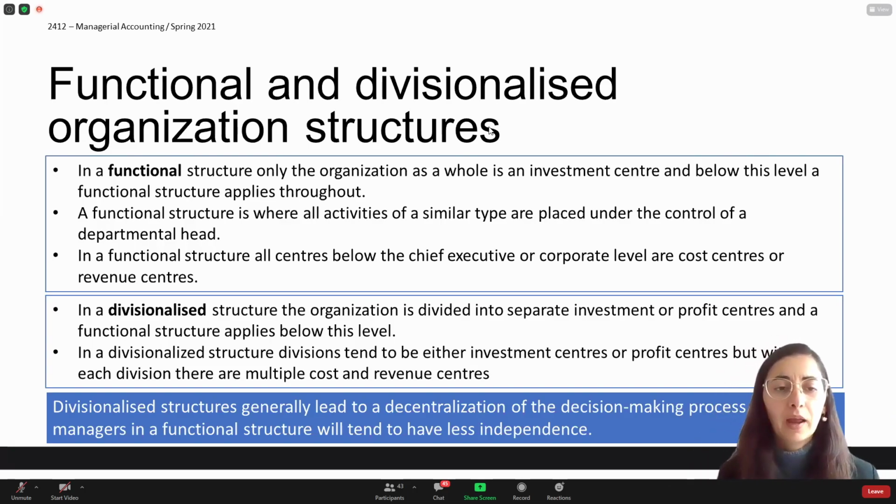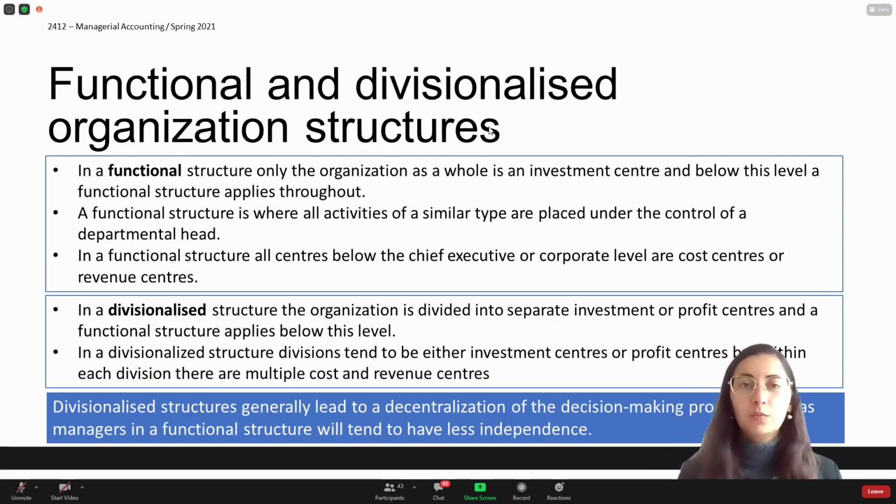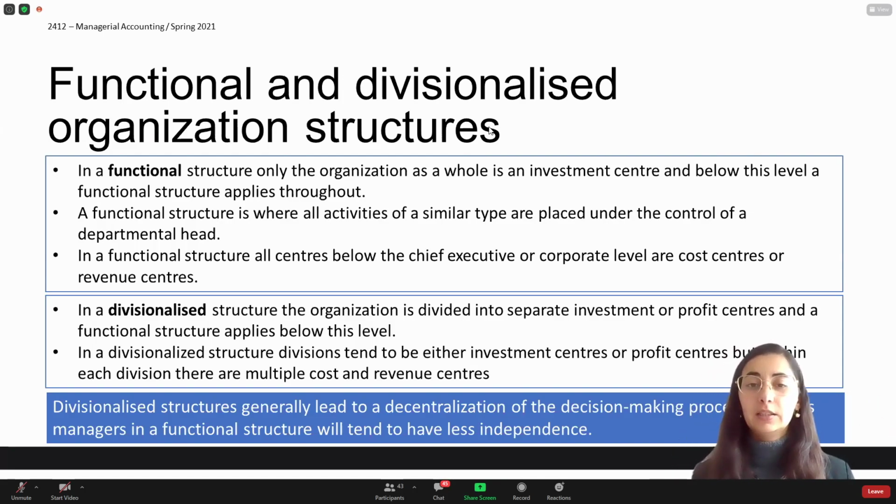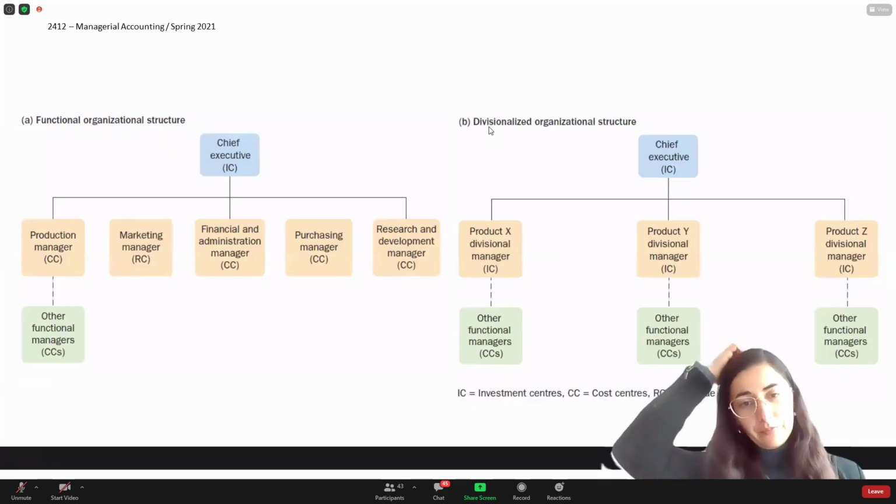So normally, when we have divisionalized structures, what is important to keep in mind is that these are related to decentralization, okay? So the decision-making process is decentralized. We have the managers, because they are investment and profit centers, not just cost and revenue centers. The decision-making is in the hands of the managers of each division. So it brings more interdependence.